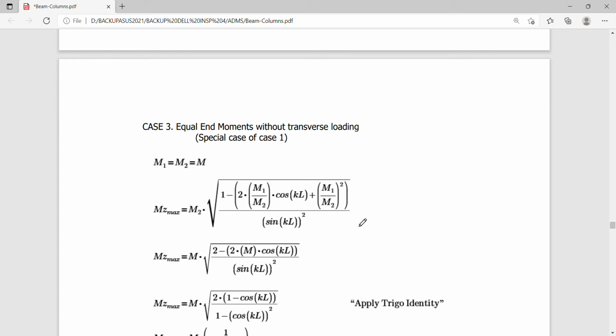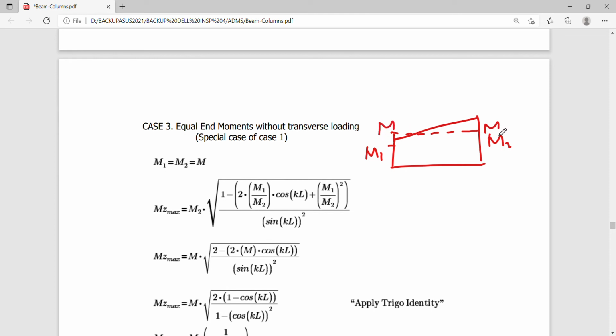So now for case 3, we have now the equal end moments without transverse load, which is a special case of the case 1 problem. We simply set your M1 and M2. Remember that M2 is always bigger than M1, but in this case we take into consideration equal end moments M, wherein M1 and M2 are equal both to M.